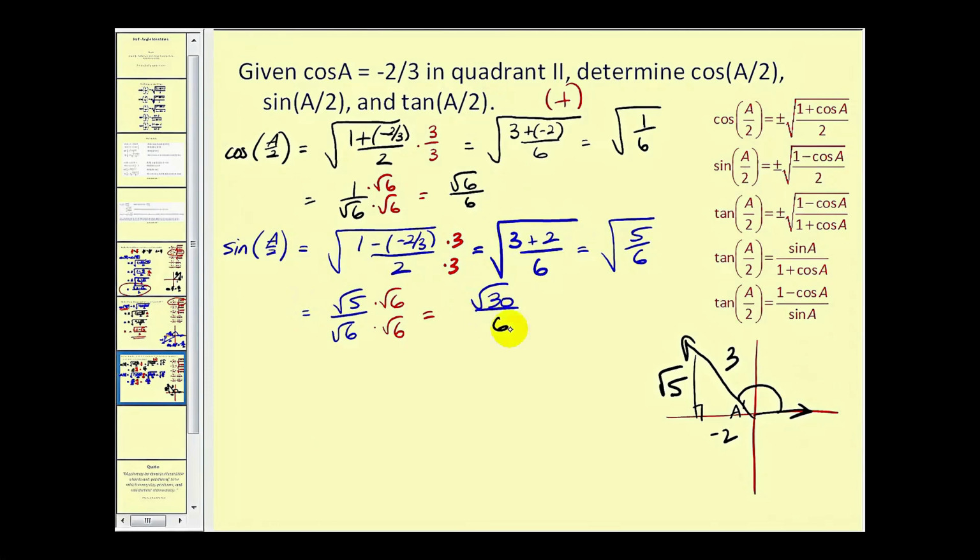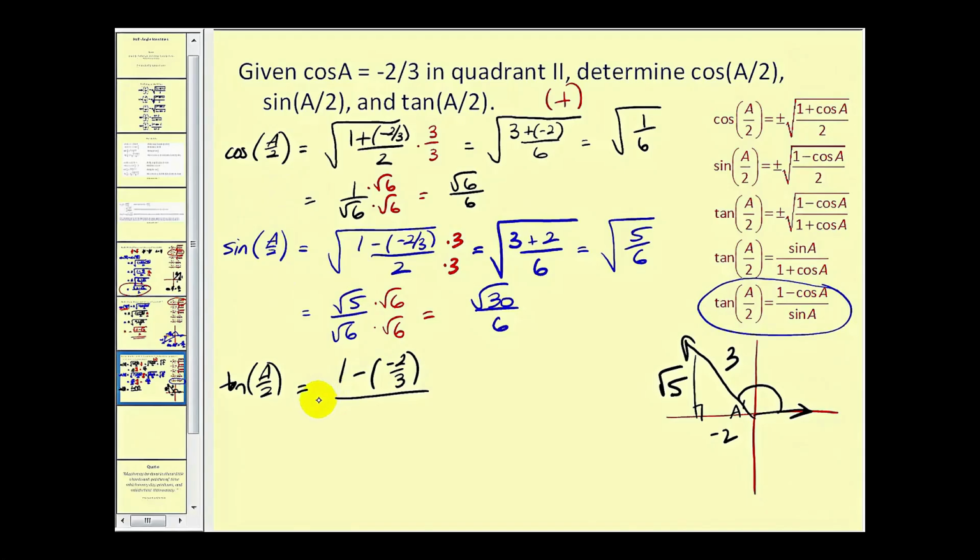And we have one more. We want to find the tangent of A over 2. Notice we have a variety of options here. I'm going to go ahead and use the last one this time. Of course, if we have sine of A over 2 and cosine of A over 2, we could just find the quotient of the two. But I'll go ahead and use the identity 1 minus cosine angle A, which is given as negative 2/3, all over the sine of angle A.